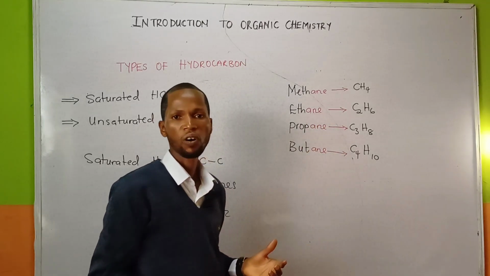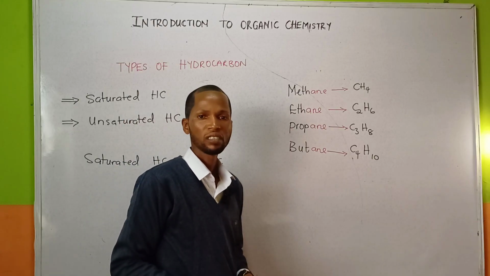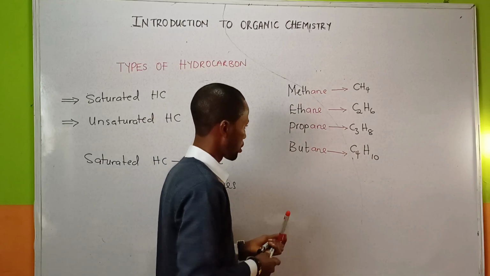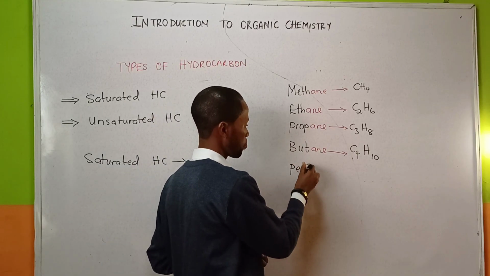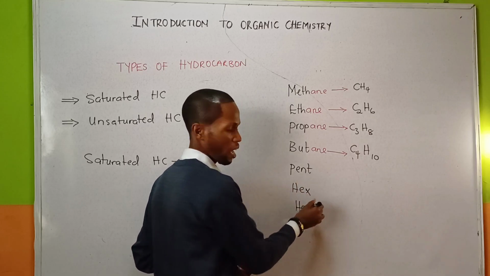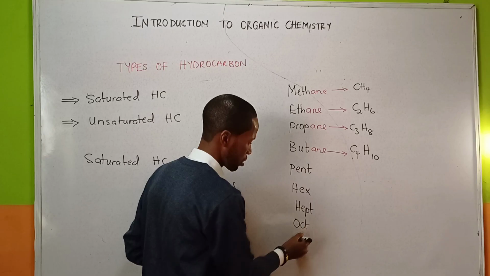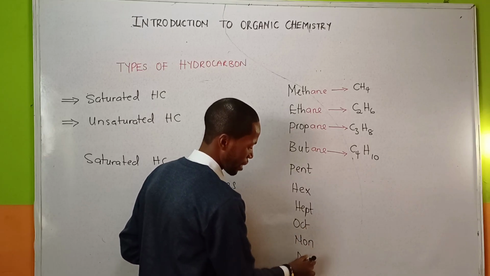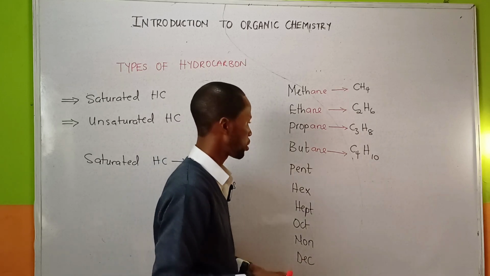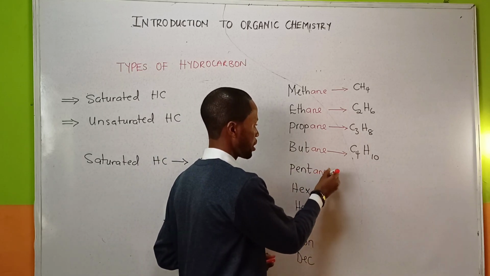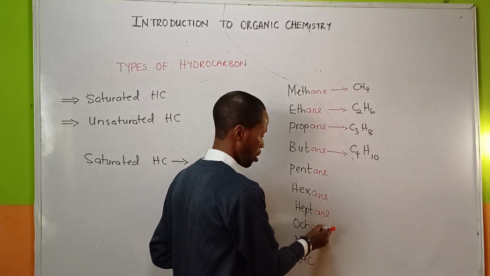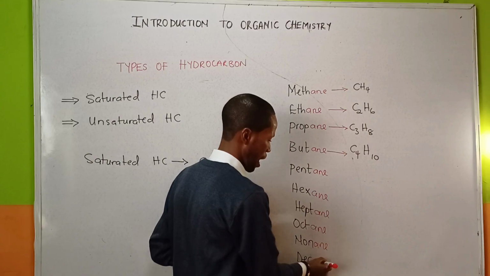The prefixes for other members of the series are derived from the Greek words for numbering. We have the fifth one being pent, sixth hex, seventh hept, eighth oct, ninth non, and the tenth is given as what? Dec. So with ANE, it becomes pentane, hexane, heptane, octane, nonane, and decane.